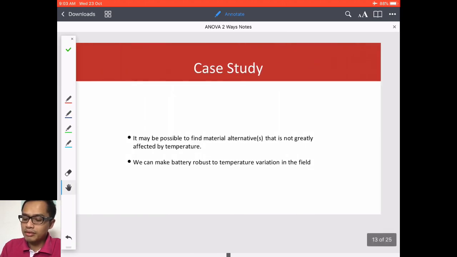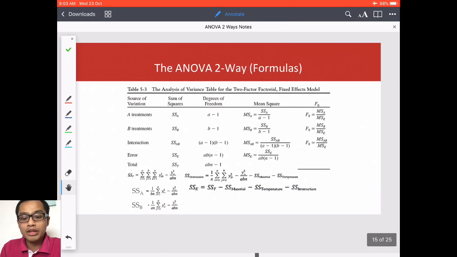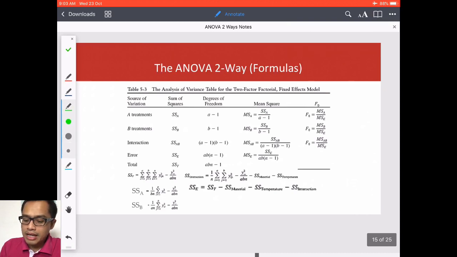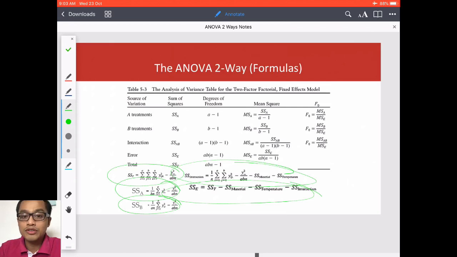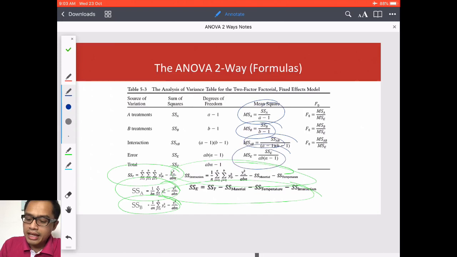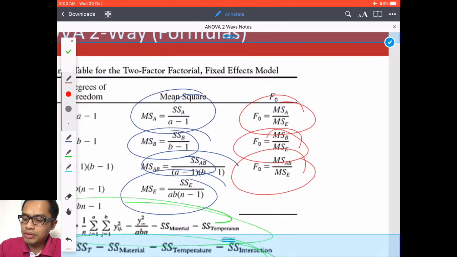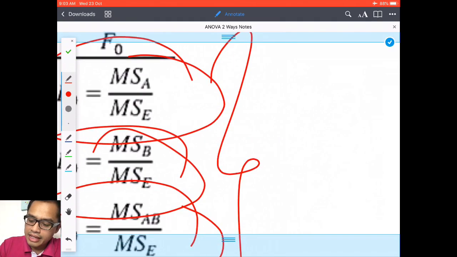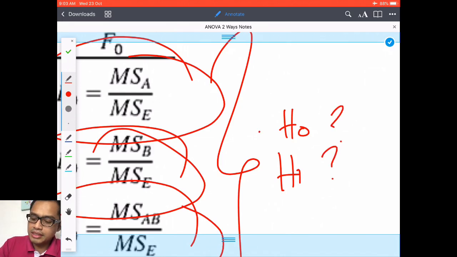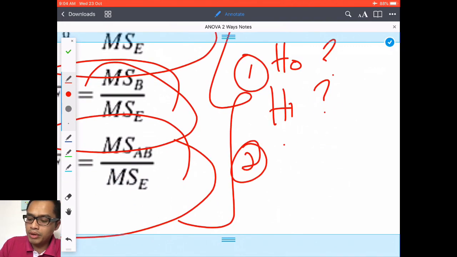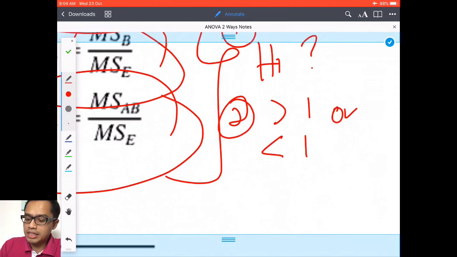All right. This is the formula that you're going to use. There's a lot of them. SST, SSA, SSB, SS interaction, and SS error. There are 5 sum of squares calculations. There are 4 mean square calculations. And you will have 3 F0. And for these F0, you must check: Number 1, are there more than 1, or are there less than 1? Number 3, the magnitude.